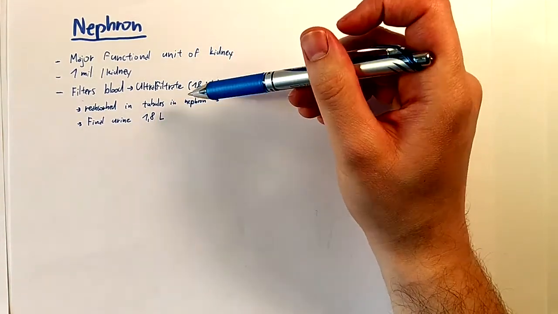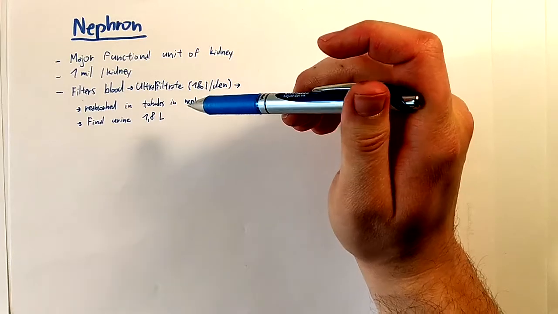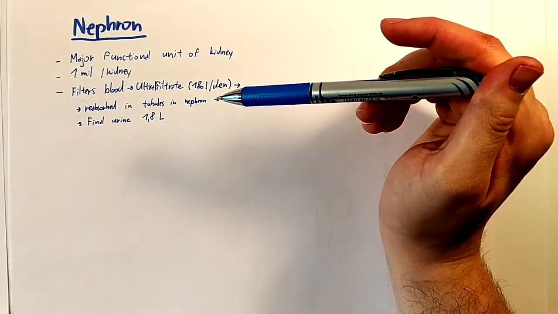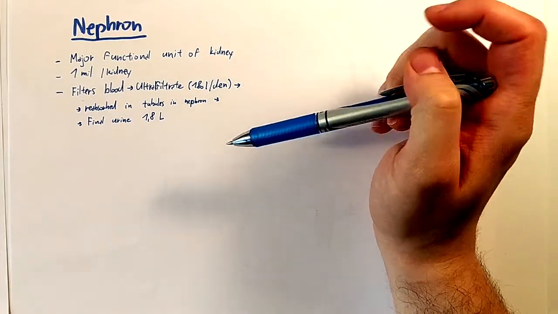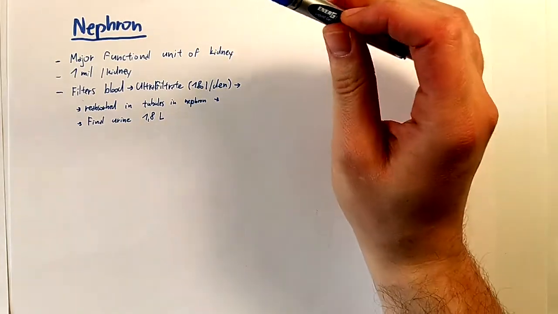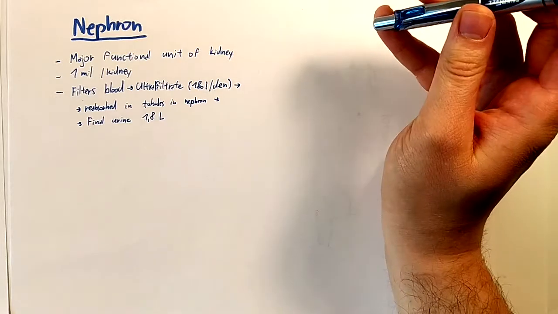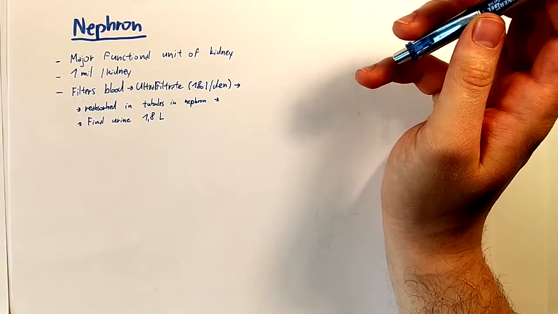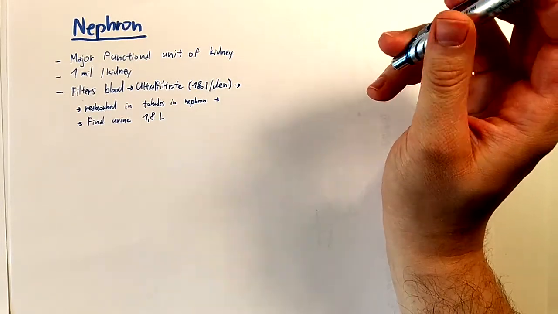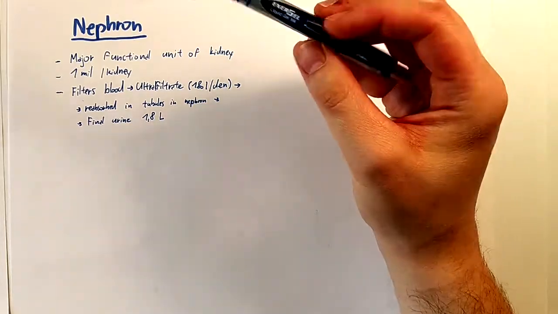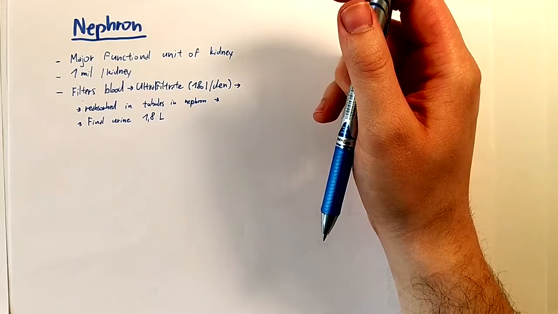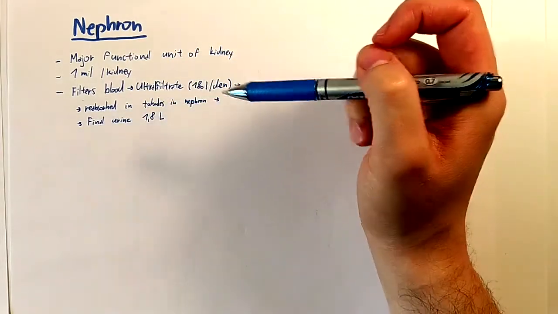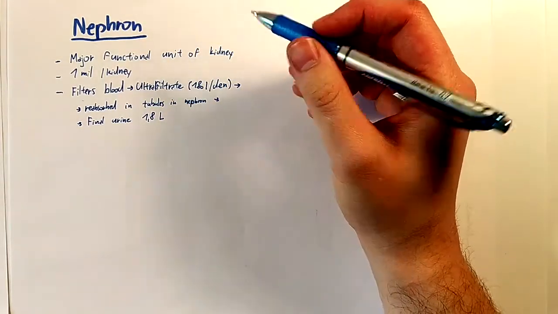Just to mention, not all of the substances get reabsorbed at the same rate. Some stuff, all of it gets reabsorbed, like for example amino acids, glucose. For some stuff like urea, ammonia, and some ions, almost all of what is present in the ultrafiltrate eventually will make its way into the final urine. So the relative absorption of different salts is different.